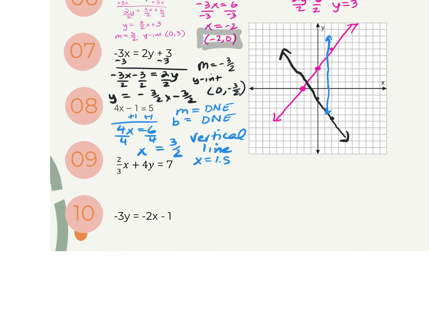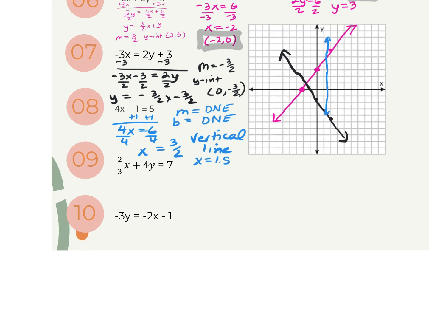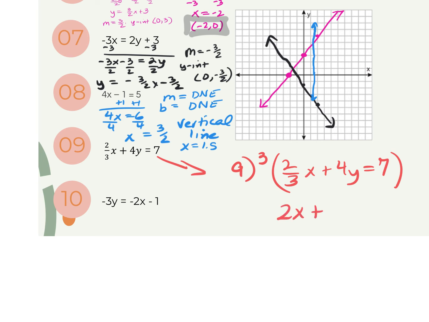The next one, instead of trying to work with this as a fraction and then have to divide it by 4, I'm going to clear my fraction first. So let me take number 9 over here. 2/3 x plus 4y equals 7. I'm going to multiply the entire equation by 3, and that's going to clear my fraction. I get 2x plus 12y equals 21. I'm going to get it into y equals mx plus b by subtracting the x.